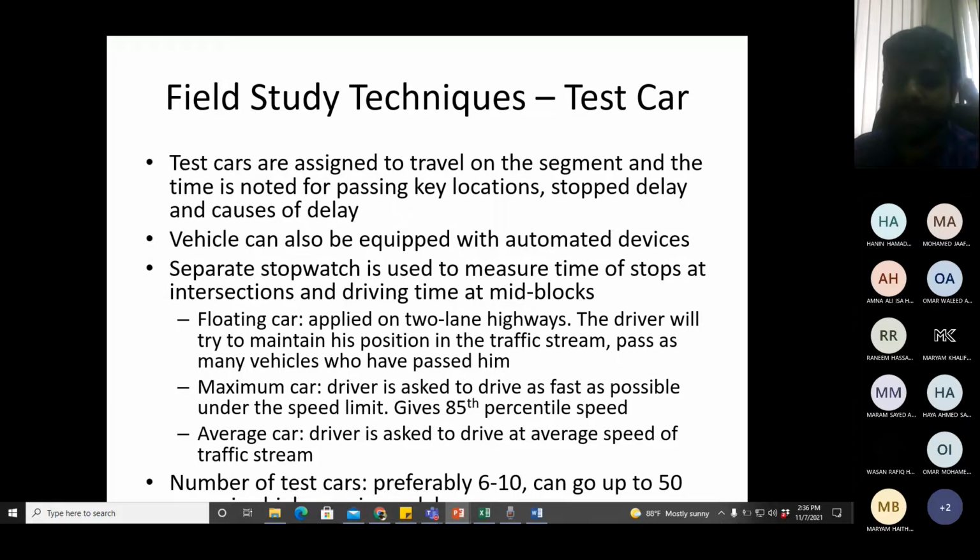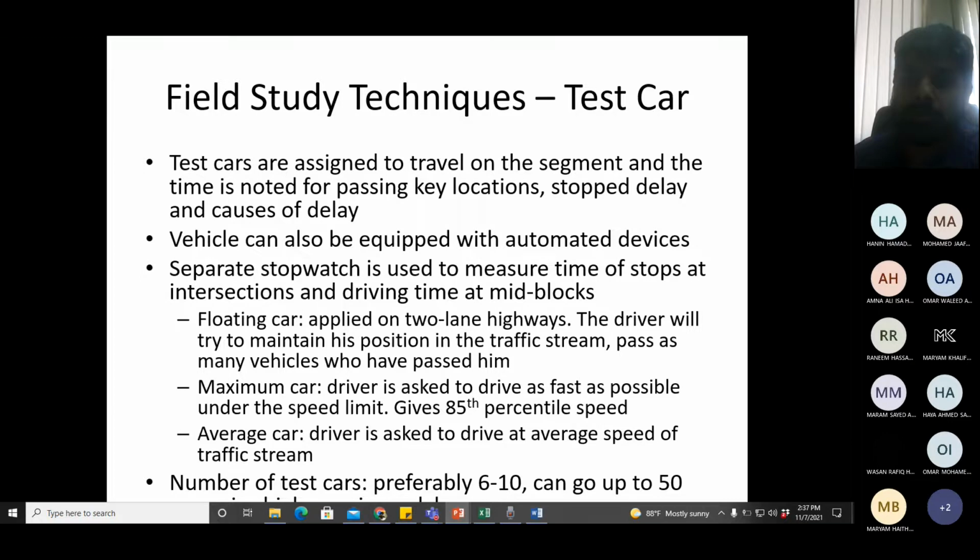In some cases, the observer may keep two stopwatches, one for travel time, one for delay. The travel time stopwatch will be running continuously from start to end. Whenever the car passes a particular point, the observer will record the time from that stopwatch, and the other one will only be used when the car stops. If the car doesn't stop, the other stopwatch will remain as it is. If the car stops, the observer will start the other stopwatch and record the time of stopping from that stopwatch.